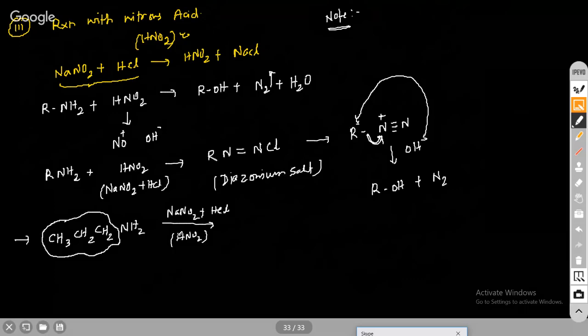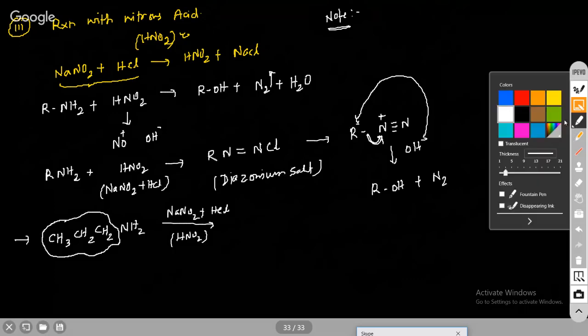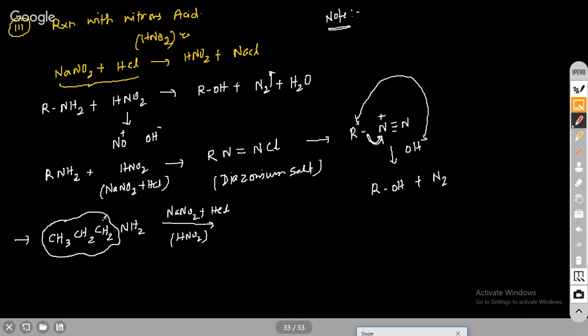But when you see, as this reaction proceeds, we'll get a positive charge on this carbon atom. So the reaction should not be written here like that. The reaction goes like this: CH3CH2CH2–N double bond N–Cl. This is what we have here.